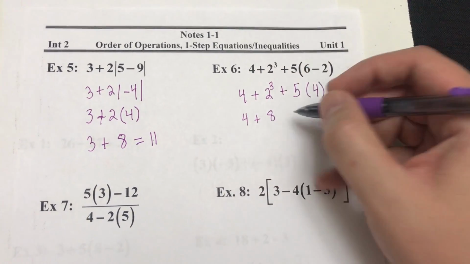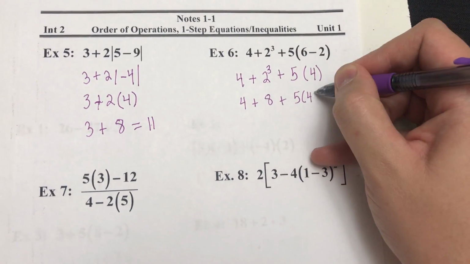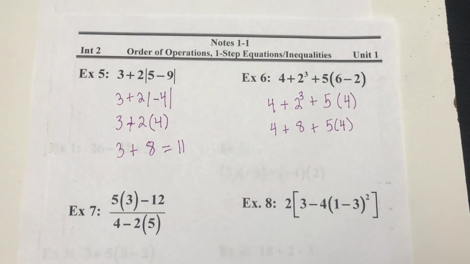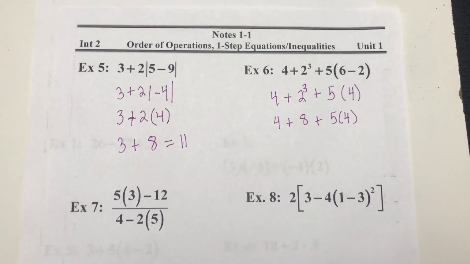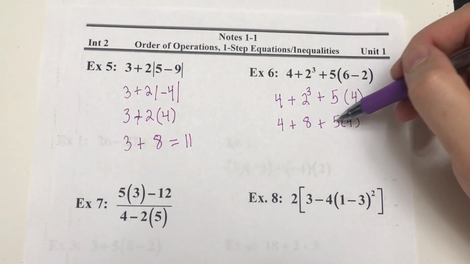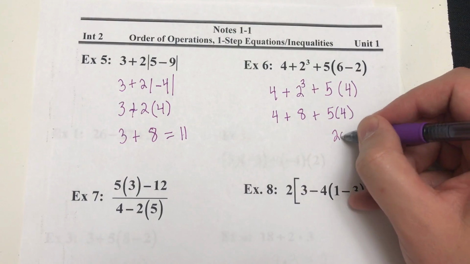4 plus 8 plus 5, parentheses 4. Our exponents have been taken care of, so we can move on to division and multiplication. The only multiplication or division we see is the 5 multiplied by 4, which is 20.